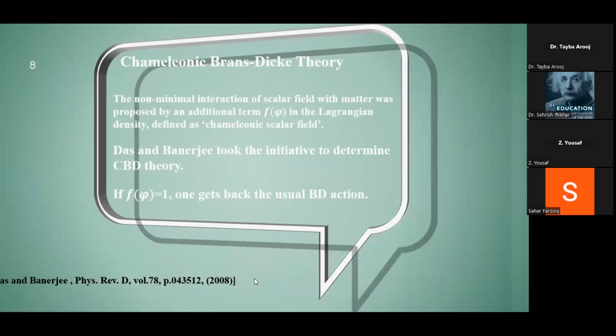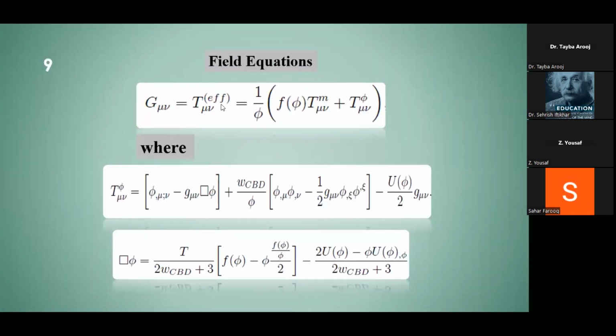Okay. So these are the field equations. G mu nu is equal to T mu nu effective, and f of phi, as I told you earlier, is an analytic function of the scalar field. T mu nu matter is actually the mathematical expression of the matter constituents that is assumed to be coupled with the geometry. What type of geometry and what type of fluid we will take, I will describe after a few slides. And T mu nu phi is here, and this is another form of the equations.